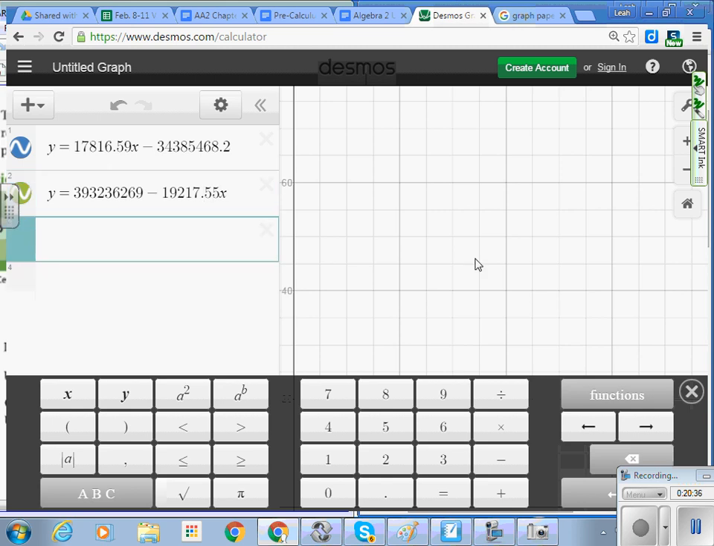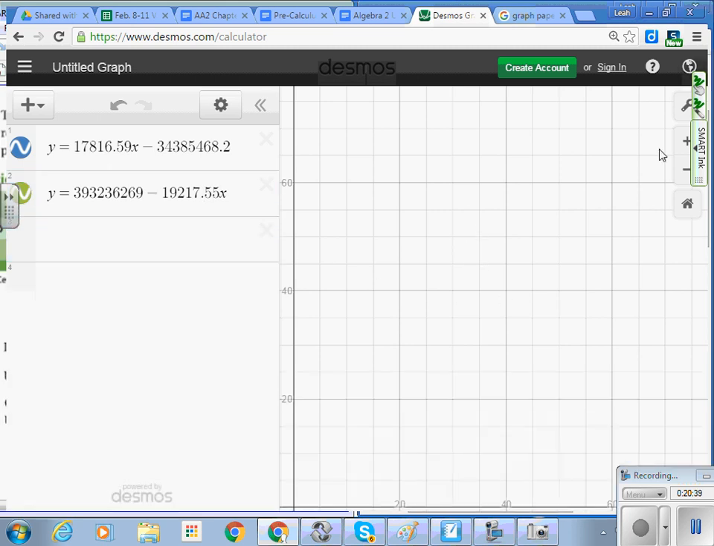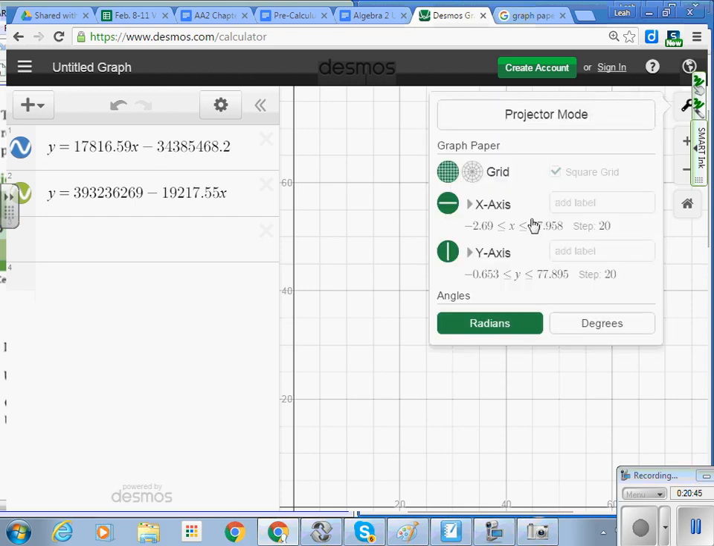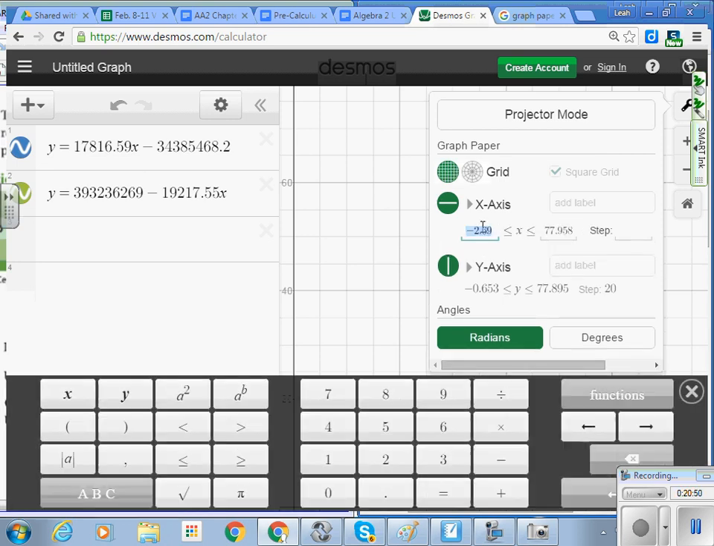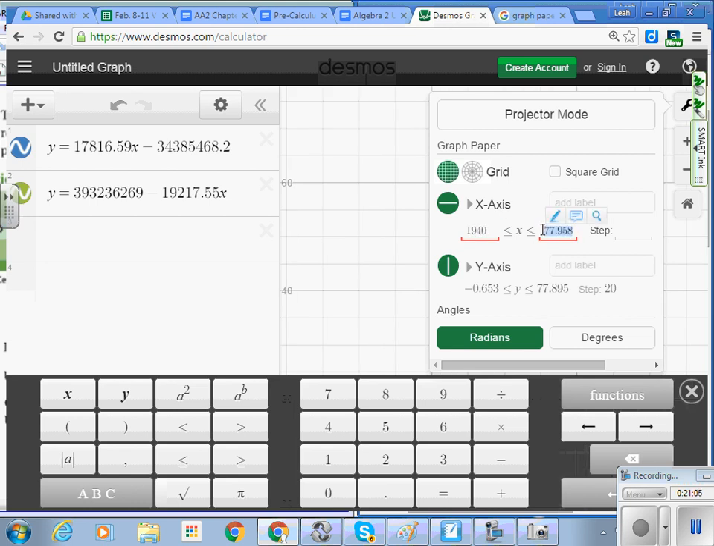Now, if you're like me and you have your graph set here, you go, oh, I need to change my graph settings, and this is for your graphing calculator as well. So we know we are not looking at time less than 1950 because we have no record of time. So we're going to say 1940 is our y-axis. And we're not looking at any time larger than what?